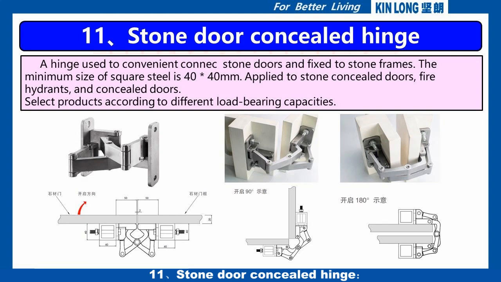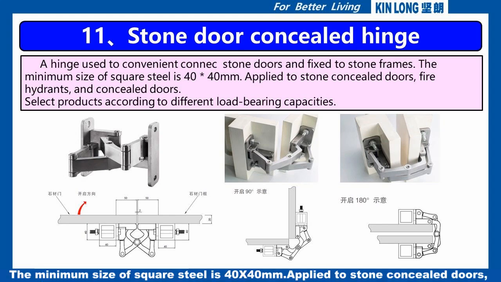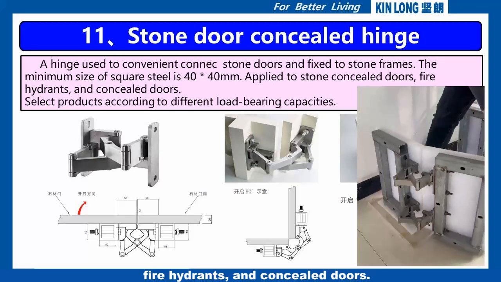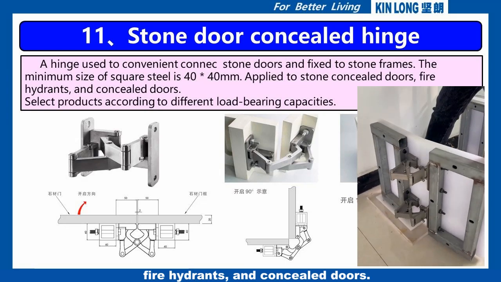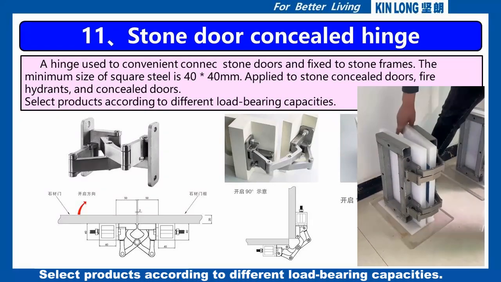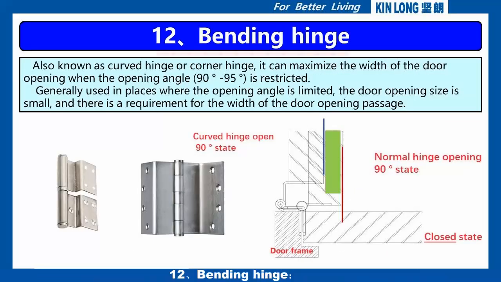11. Stone door concealed hinge. A hinge used to conveniently connect stone doors with hinges and fixed to stone frames. The minimum size of square steel is 40 mm, applied to stone concealed doors, fire hydrants, and concealed doors. Select products according to different load-bearing capacities.